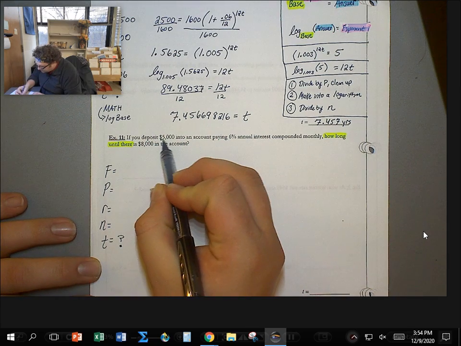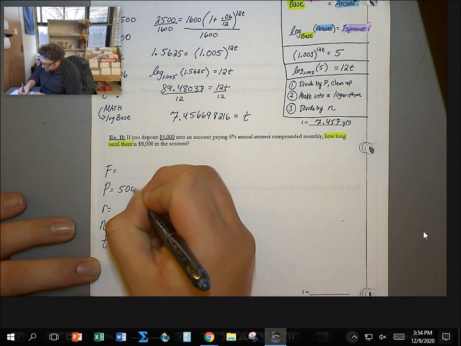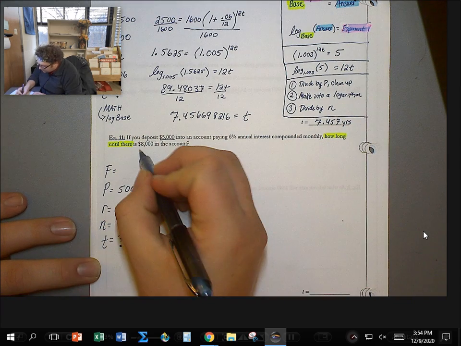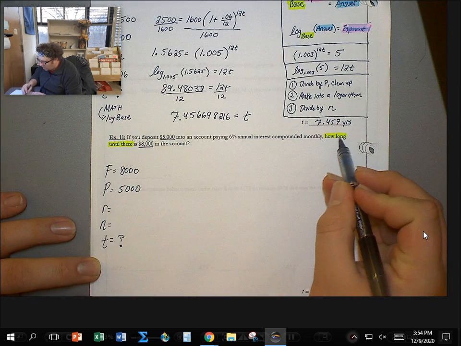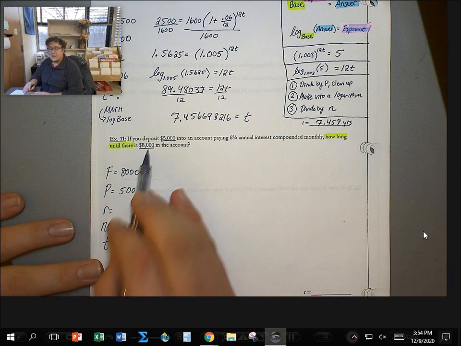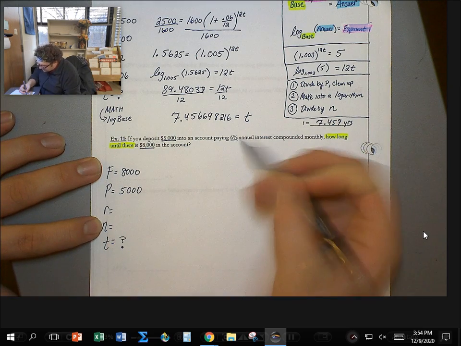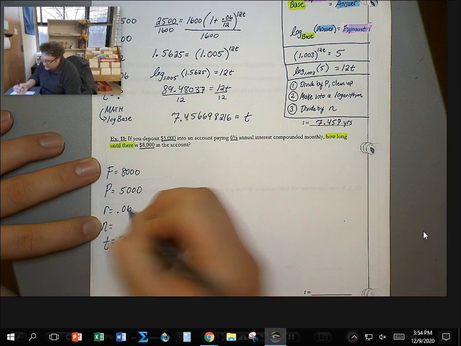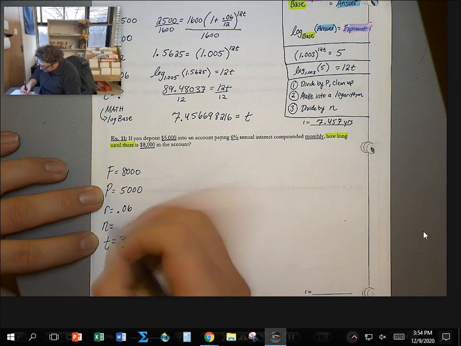So you're going to deposit $5,000. What you put in originally is your p-value, and then what you end with is your f value. So the fact that this said how long until there is 8,000, that's a futuristic value, okay? The rate is going to be 6%. We know that's 0.06. And then monthly tells us that n equals 12.